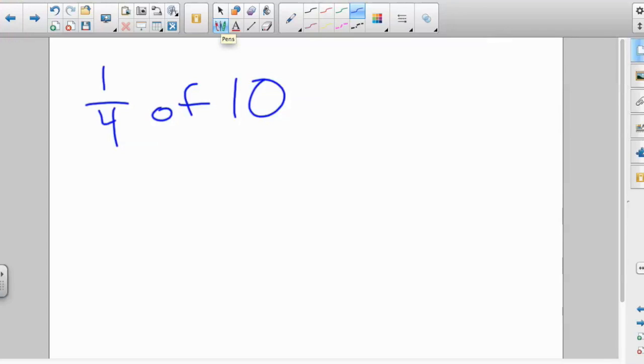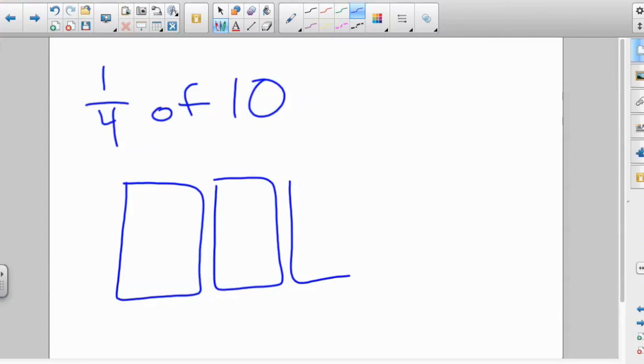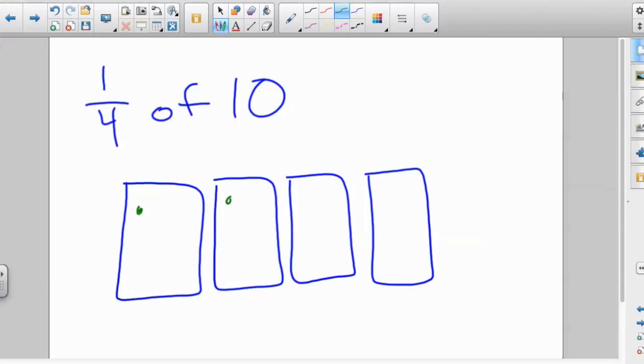This problem asks us to find what is 1/4 of 10. And in order to do that, we need to make 4 equal groups. Remember, the denominator tells us how many equal groups we need to make. So the denominator is 4, so we break this into 4 equal groups. And we're going to go ahead and draw 10 dots. 8, 9, 10. And then we ask ourselves, did we make 4 equal groups?